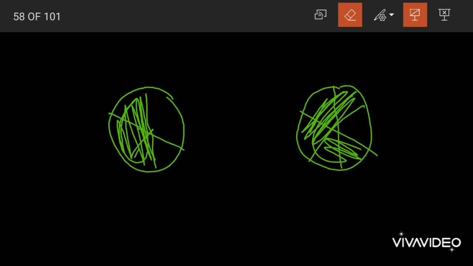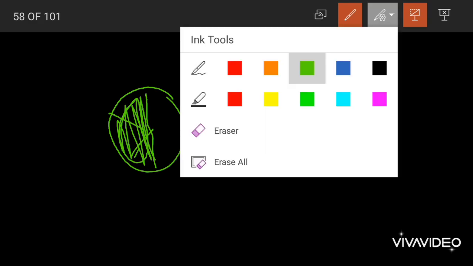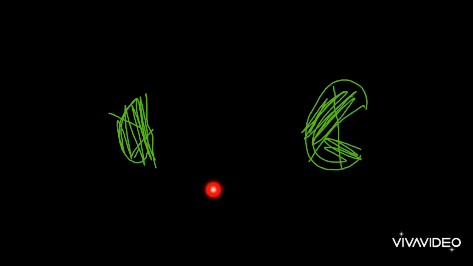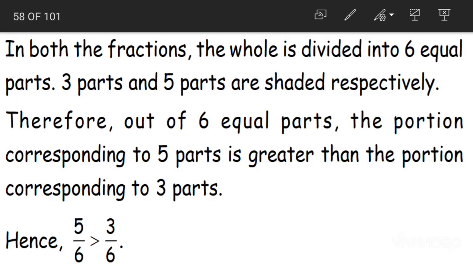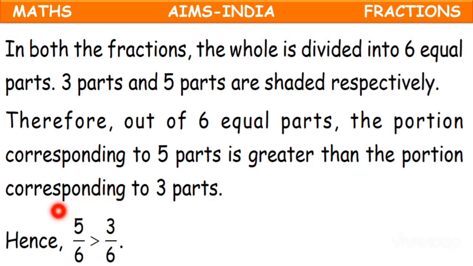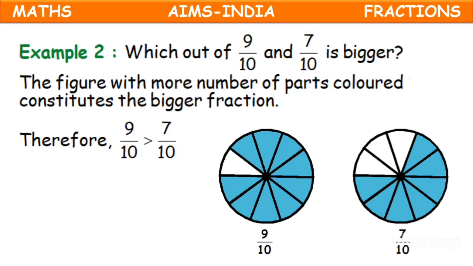Wait a minute, let me erase this. This is the shaded part here, and this is the shaded part of 5 by 6. Now which part is greater, children? By seeing itself we can say that here the 5 shaded parts are greater than the 3 shaded parts. That is, 5 is greater than 3. So the fraction 5 by 6 is greater than 3 by 6. Okay, what do we understand? Therefore 5 by 6 is greater than 3 by 6.